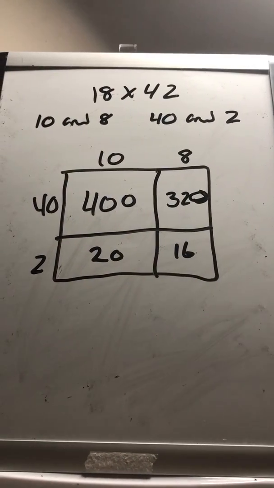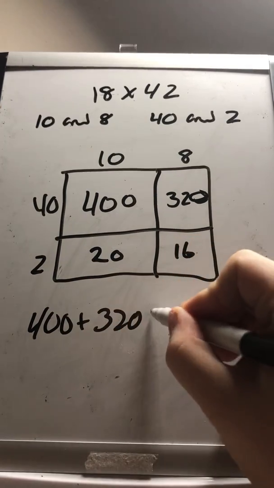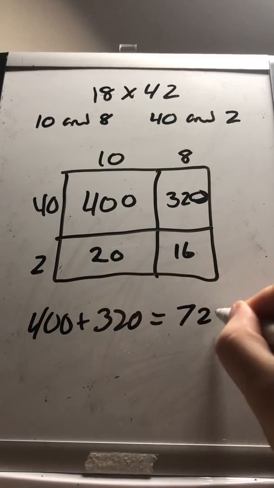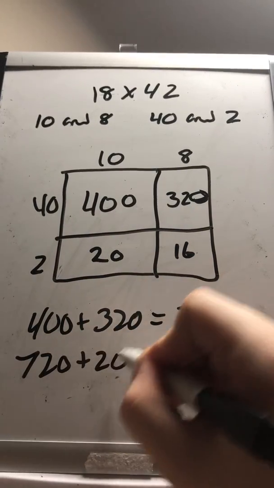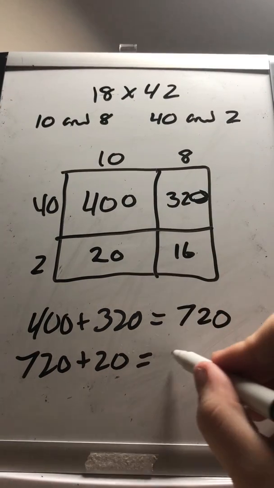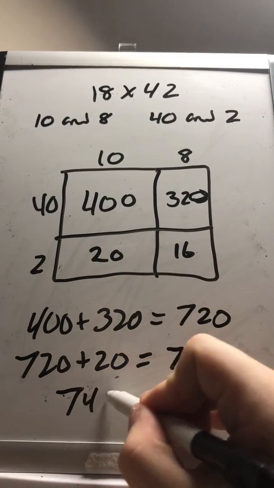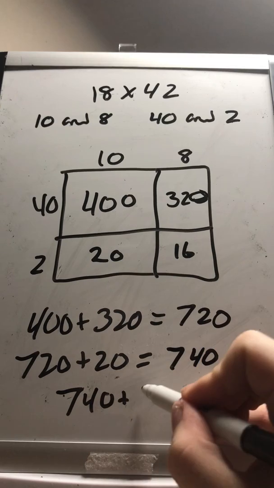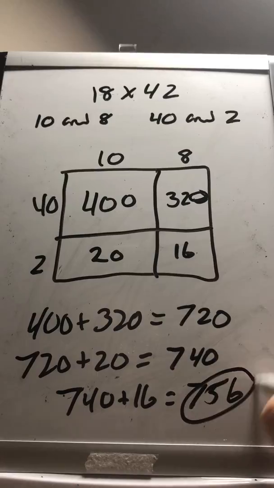And now again, we can go ahead and start adding these back together. So 400 plus 320 is going to equal 720. We can take that 720, bring it down, and add the 20 to it that we had right here, which equals 740. And then we can take our 740 and add our last number, 16, which equals 756. And that's it. That is learning how to do area models.